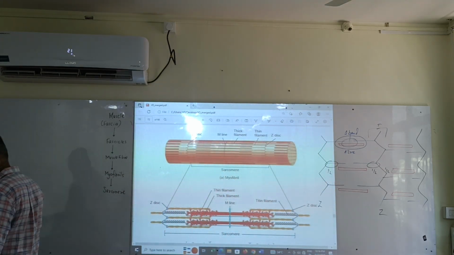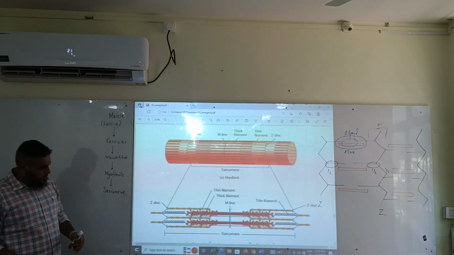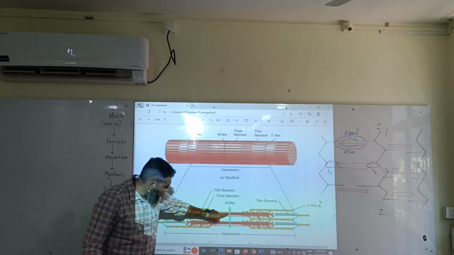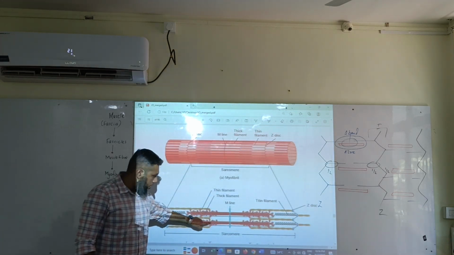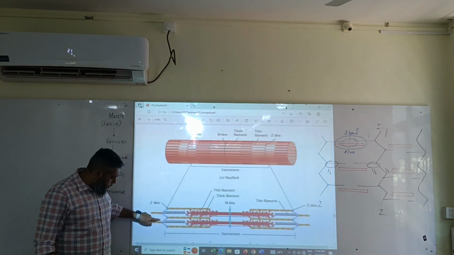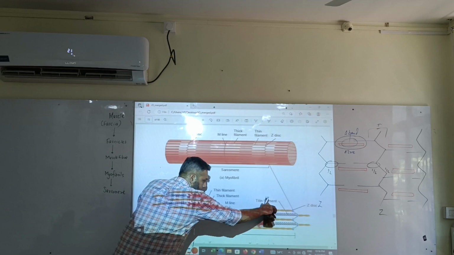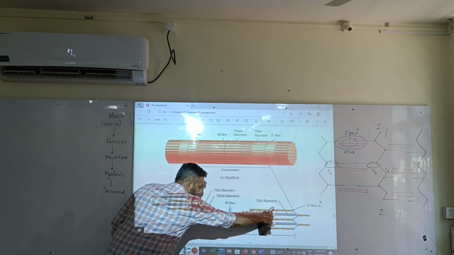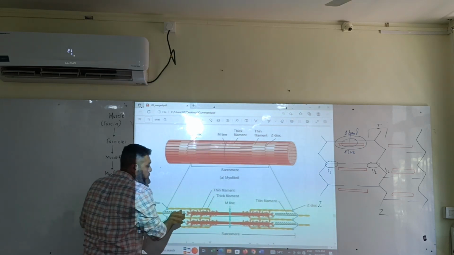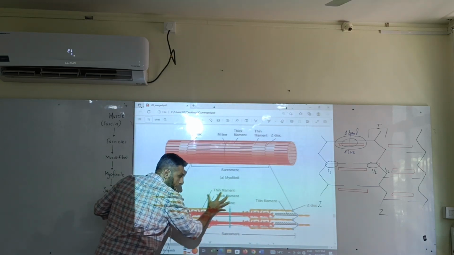Do you remember that part? Sure? Now if we bring it here, help me. Who is this? Thick filament. Who is this? Thick filament. Who are these yellow ones? Thick filament. Who is this blue line? Z line. Who is this blue line? Z line. Who is this central band? Who is this full? A band. It is the entire A band, right?